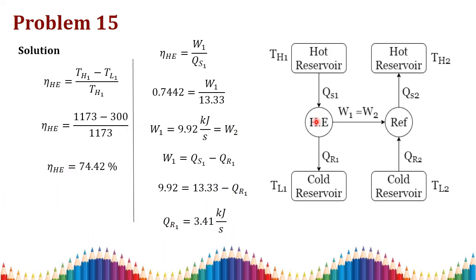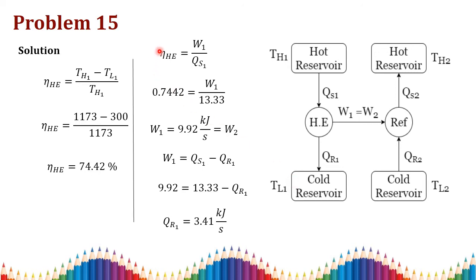First, we need to find the efficiency of this heat engine, by using the Carnot formula. We can write that as TH1 minus TL1 divided by TH1. All the values are given in the problem. So we can write the efficiency of the heat engine as 74.42%. And also we know that the efficiency of the heat engine is work done divided by heat supplied.